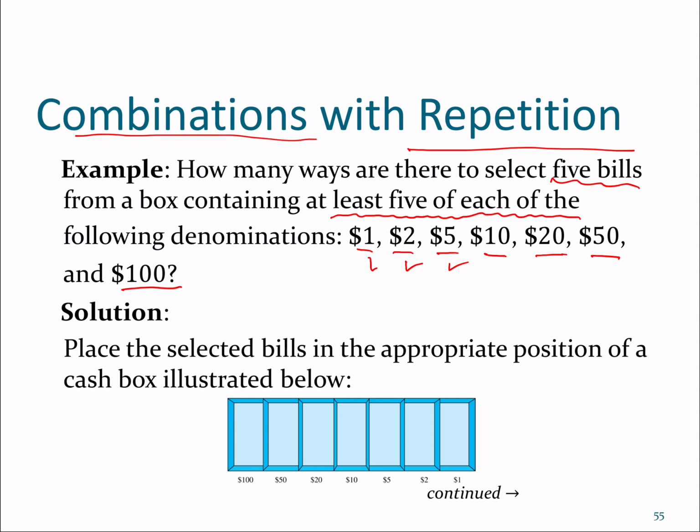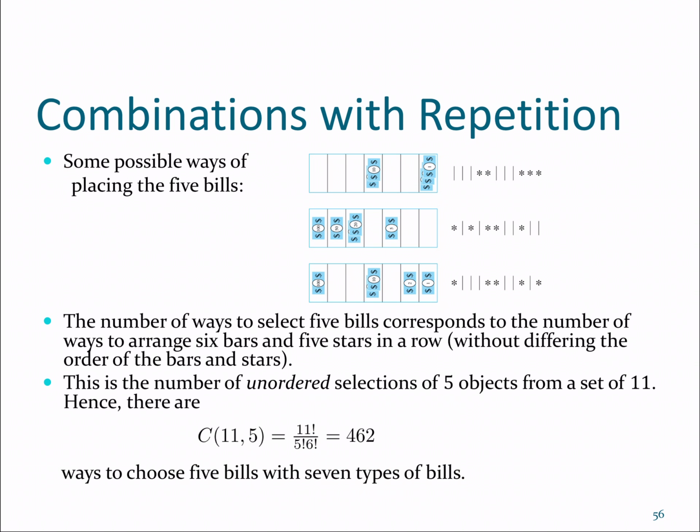We can consider that we place the selected bills in the appropriate position of the cash box listed below. Here you can see the box is divided into different smaller boxes. This is the first one, the $1, $2, $5 denominations. Each one is a separate box. Then let's look at some possible ways of placing the bills. If you are choosing 2 10s and 3 1s, it's like you put the 3 bills in the rightmost box and 2 bills in the fourth box here.